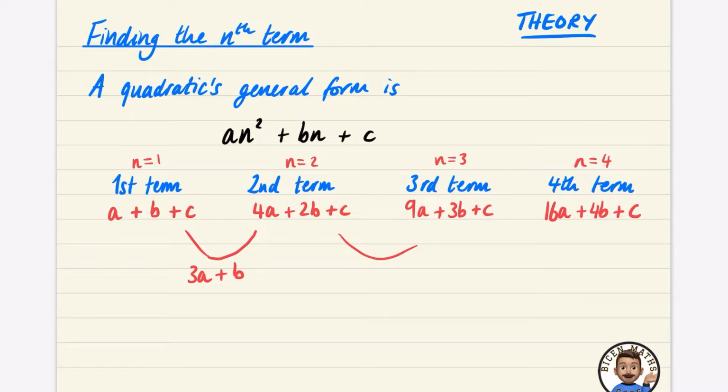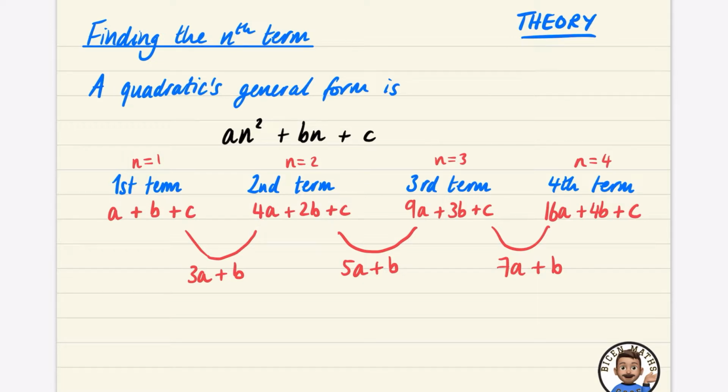Okay, let's find the difference between these two. So 9a take away 4a is 5a. 3b take away 2b is b. And the c take away c cancels. So I'm going to do the same thing for this last part over here. Sorry for the wobbly line. I'm going to do the 16a take away the 9a, which is 7a. The 4b take away 3b, which is b. And the c take away c just cancels out.